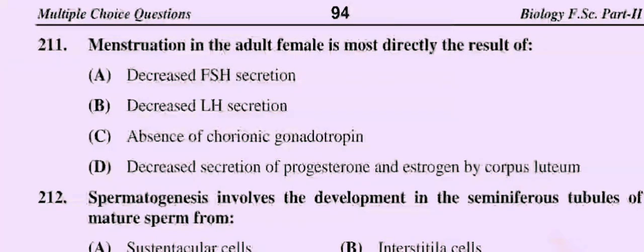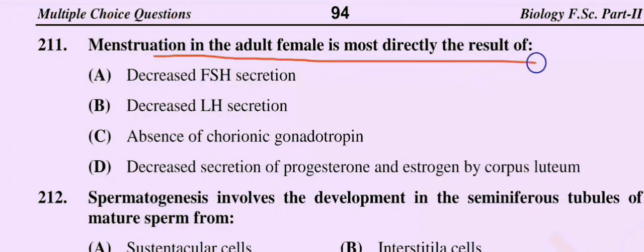Today we will discuss from question number 211. Menstruation in the adult female is most directly the result of option A decreased FSH secretion, option B decreased LH secretion, option C absence of chorionic gonadotropin, option D decreased secretion of progesterone and estrogen by corpus luteum. So the correct option is option D, decreased secretion of progesterone and estrogen by corpus luteum.